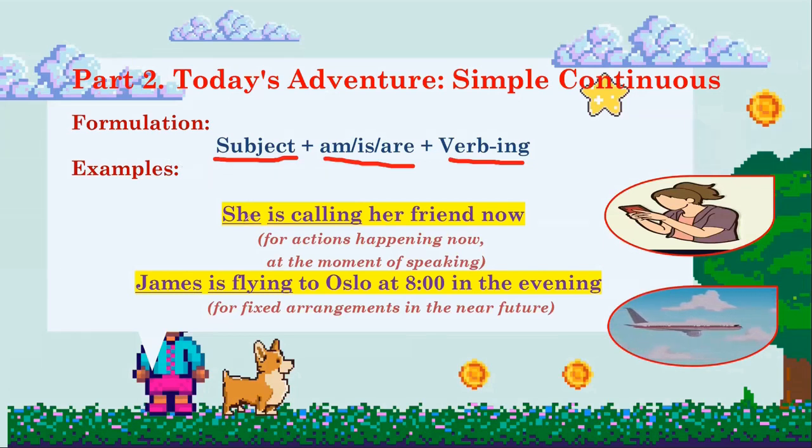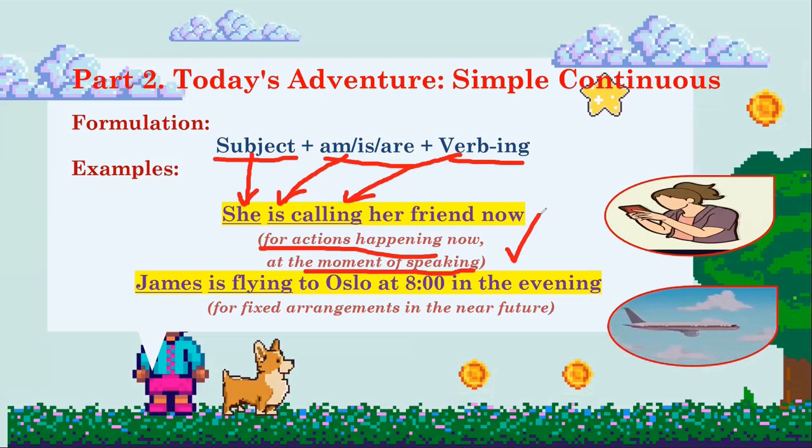The very first example is: she is calling her friend now. For this sentence, she is the subject, is is the verb to be, and calling is the verb with ing. This sentence is about an action happening in real time, right at this speaking moment. This is the usage of this sentence.